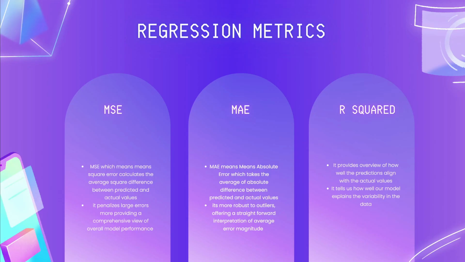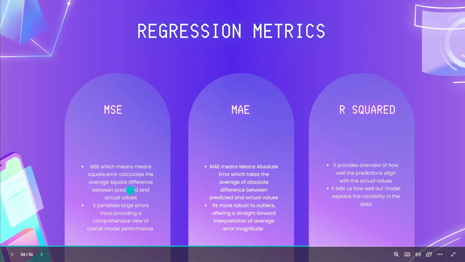Now let's look into the regression metrics we consider for the model evaluation. First up we have the MSE, which means mean squared error. And this is a popular metric which calculates the average squared difference between the predicted and the actual values. And it penalizes the large errors more, providing a comprehensive view of overall model's performance.